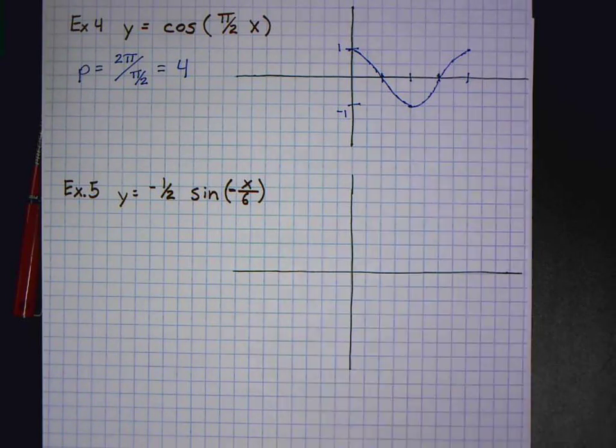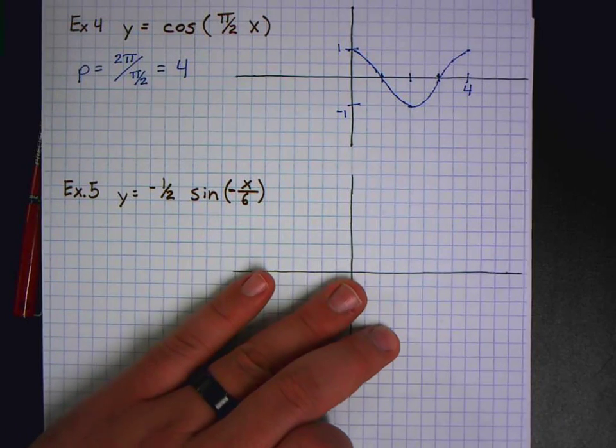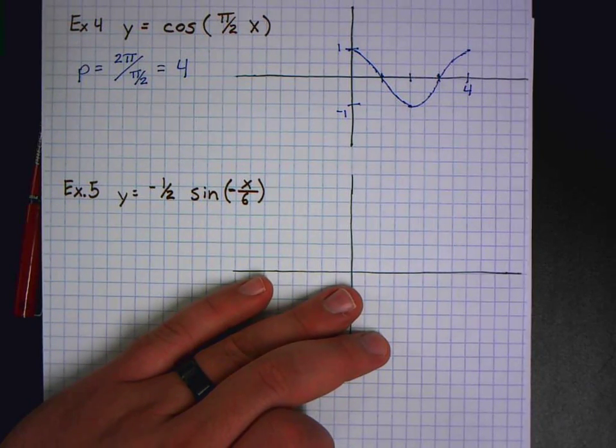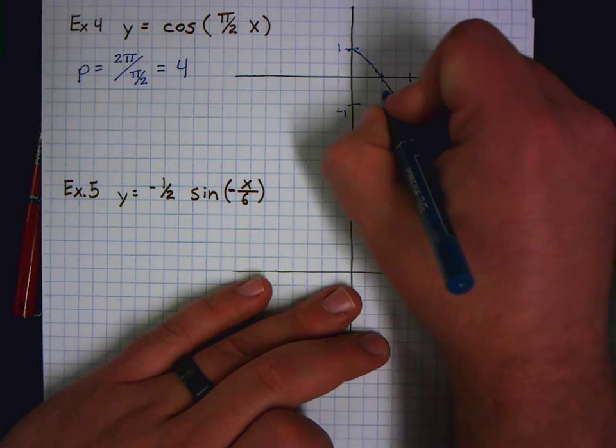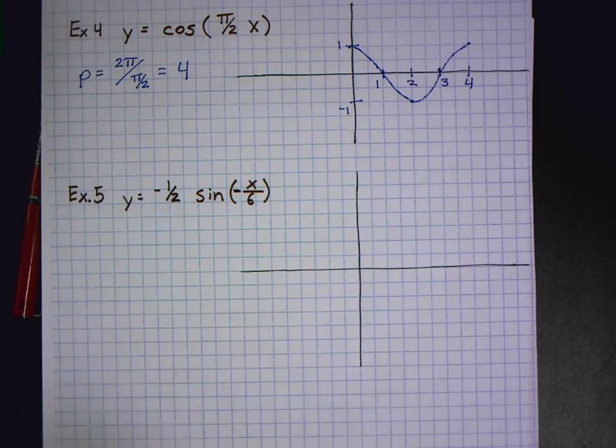Okay, after I graph it, now I'm going to put in my labels. Well, I know my period is 4. If I divide my period by 4, what am I counting by? 1. So this is 1, 2, 3. There I go.